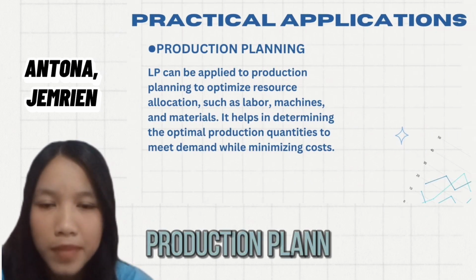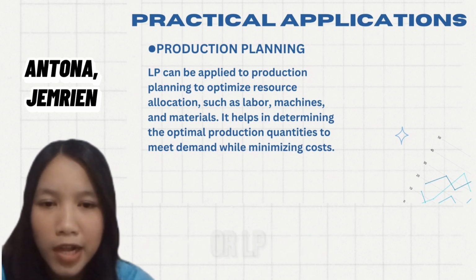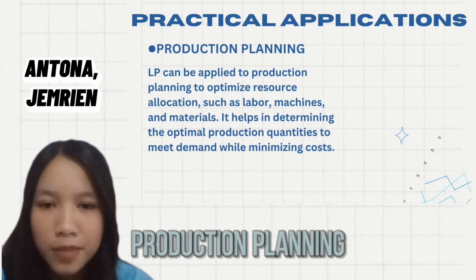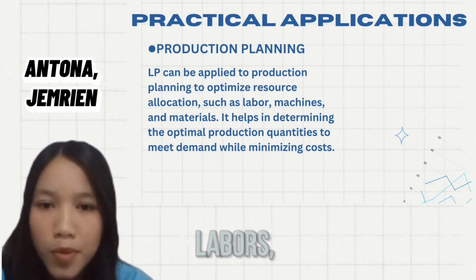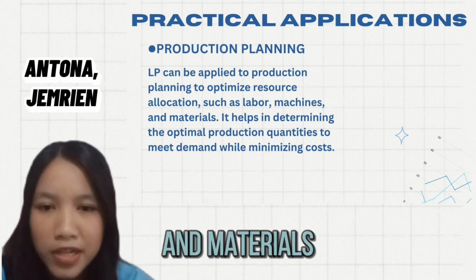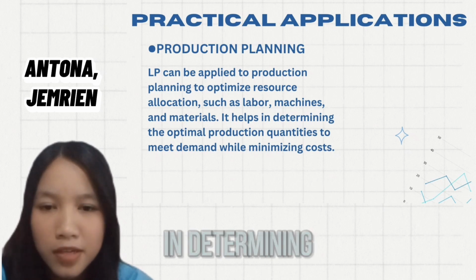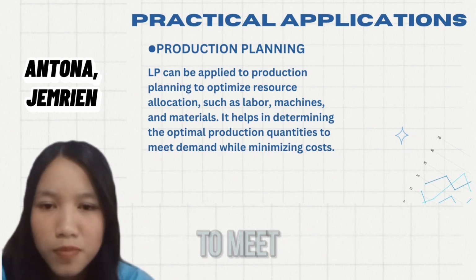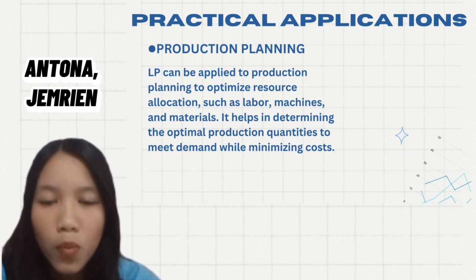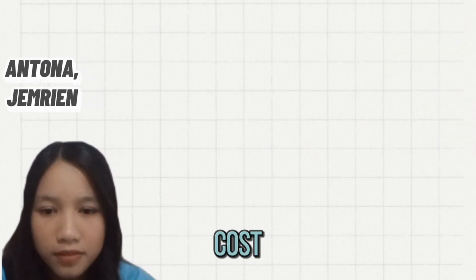Lastly, production planning. Linear programming, or LP, can be applied to production planning to optimize resource allocation such as labor, machines, and materials, and it also helps in determining the optimal production quantities to meet demand while minimizing cost.